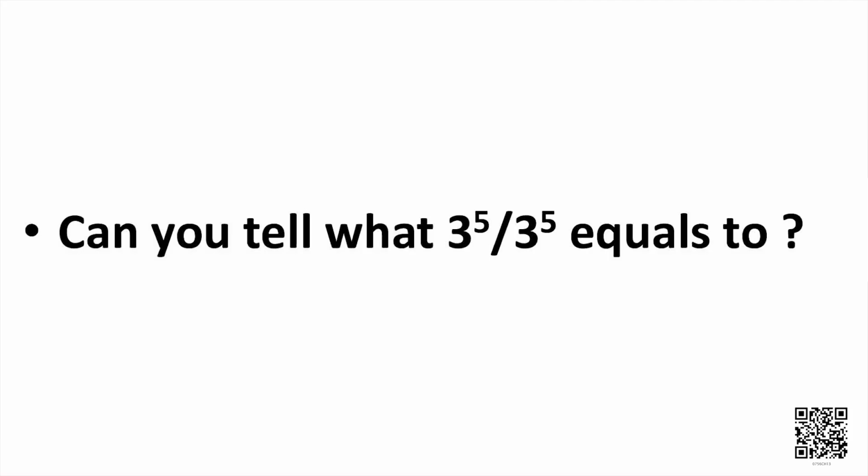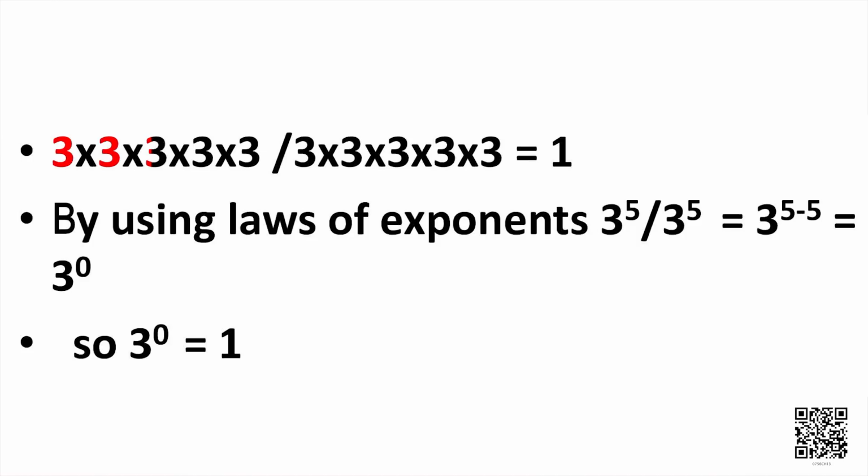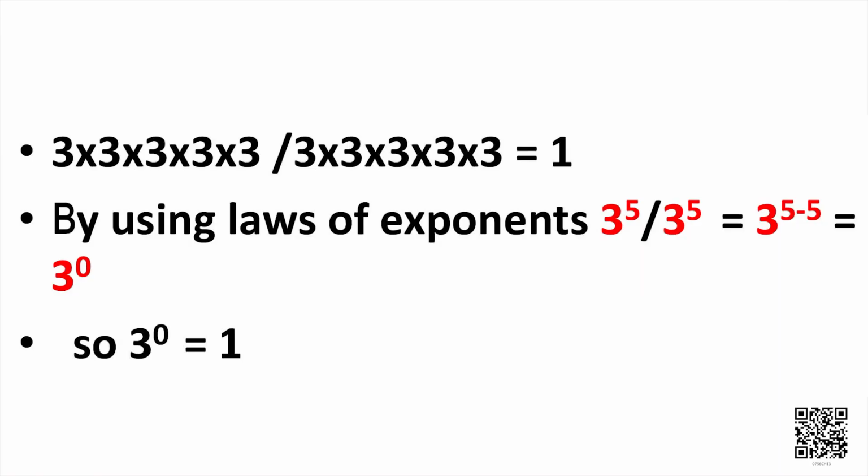So students, can you tell what is 3 to the power 5 divided by 3 to the power 5 equal to? You can solve it further by 3 multiplied 5 times divided by 3 multiplied 5 times, which will give you the answer as 1. But by using the laws of exponents, we know that 3 to the power 5 divided by 3 to the power 5 is equal to 3 to the power 5 minus 5, which will give us 3 to the power 0. So 3 to the power 0 is equal to 1, which we have solved earlier.